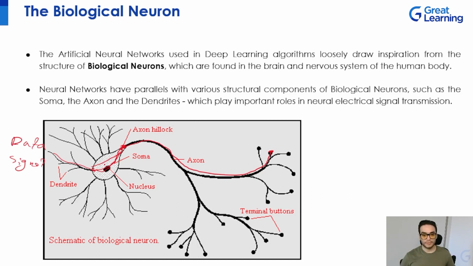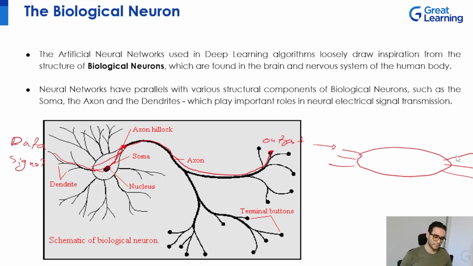So the output of this whole neuron will become input into another neuron with its own set of dendrites. And this process continues. The output of this next neuron goes to another neuron, and so on and so forth.